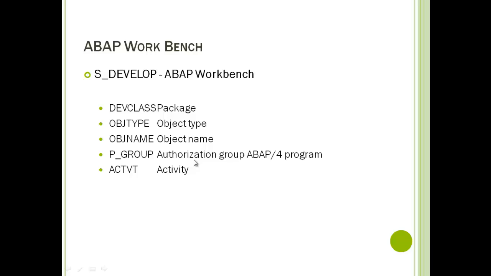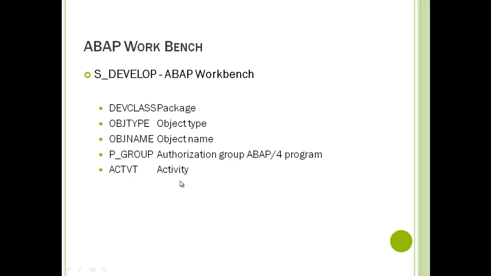The next object we would like to discuss is S_DEVELOP. This is one of the most critical objects. This object is specially used for ABAP workbench related access. These are 5 fields. First one is development package. This is the development package for the specific object which we are trying to modify. Then the object type, then the object name, what is the name of the object, as well as P_GROUP, that is an authorization group for this ABAP program, and the activity, what we can do with this authorization object.